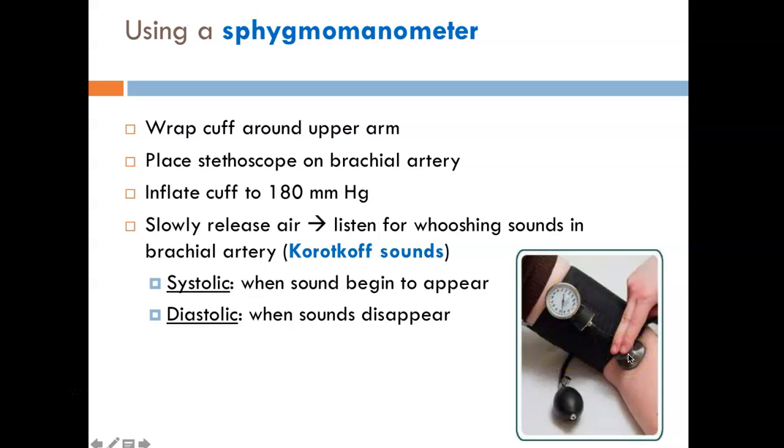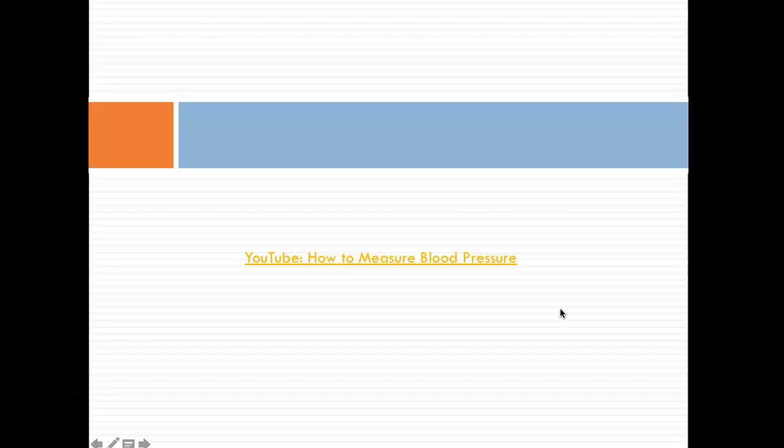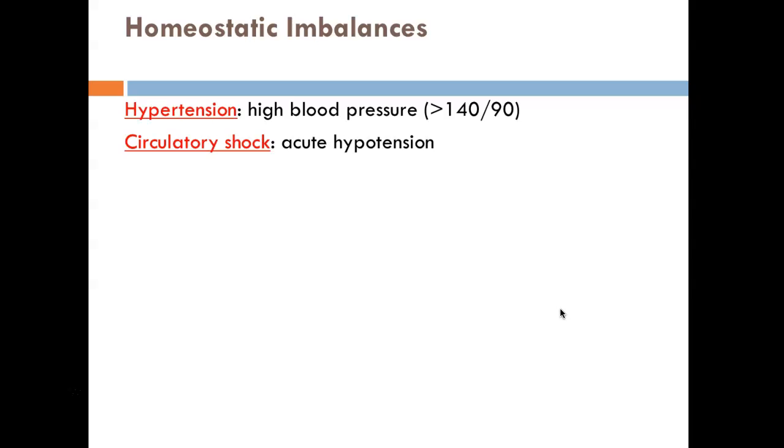When you hear the sound begin, you make note of where the dial is. Then you keep listening. When you hear the sound disappear, you make note of where the dial is. And so the first sound that you hear is your systolic pressure that you're reading on this sphygmomanometer. And then when the sound disappears, you read the number on here, that's the diastolic. So that's how you're going to do that. And you guys have a couple of videos.